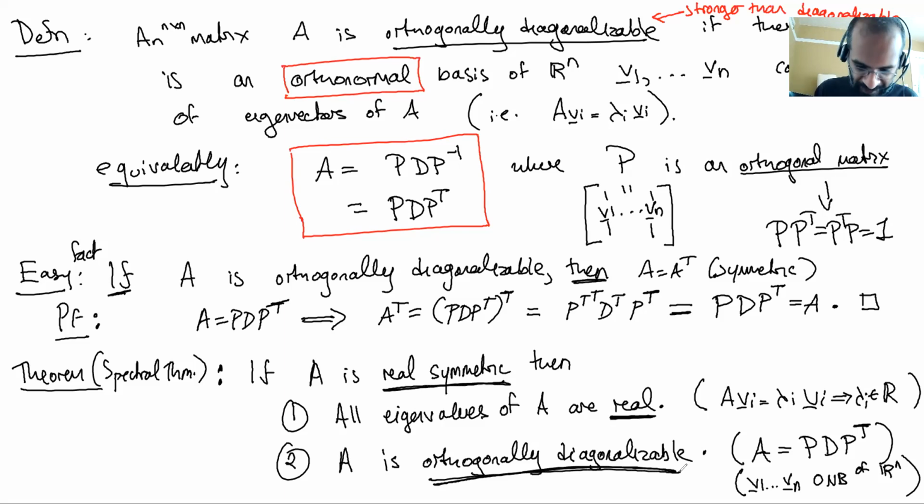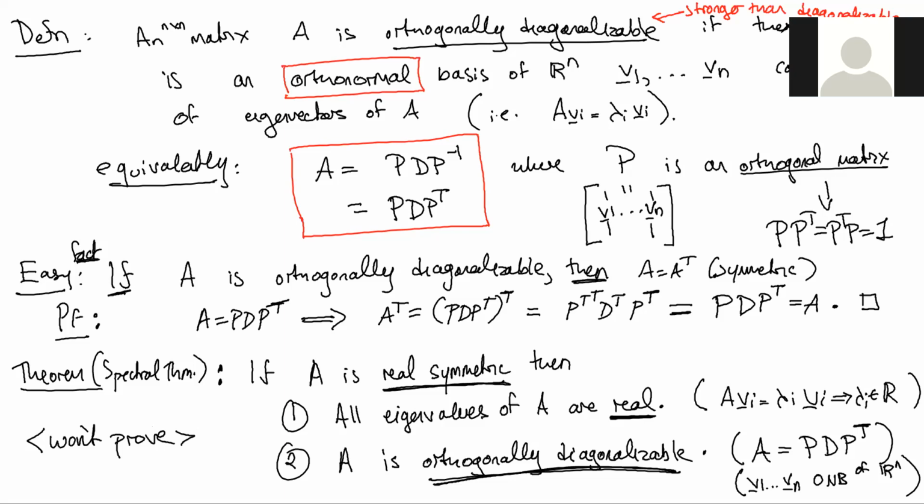So that's the statement of the spectral theorem. We won't prove this. It's not that hard to prove, but it's harder than the other theorems we've looked at. We won't prove it, but that's the statement of the theorem. So along with the easy fact, a real matrix is orthogonally diagonalizable if and only if it is symmetric. So any questions about this statement?